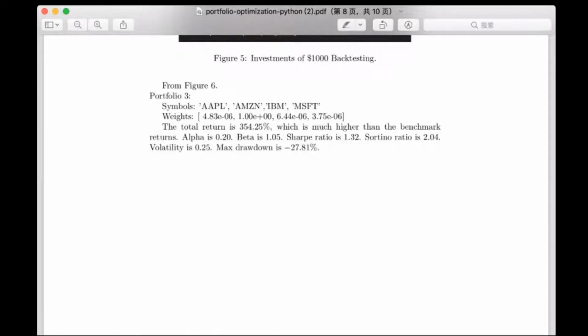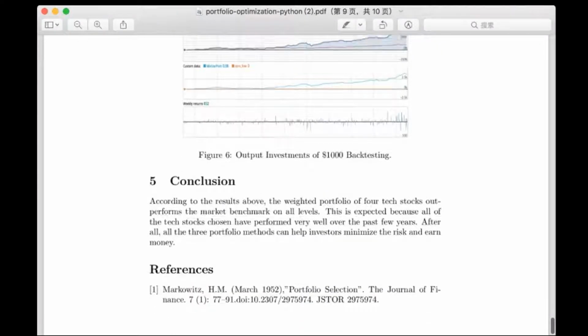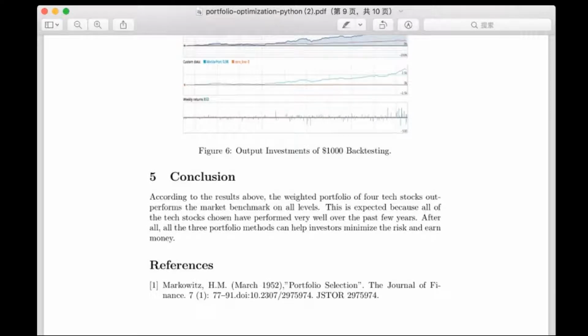Our conclusion, according to the results above, is that the weighted portfolios of 4 tech stocks outperform the market benchmark on all levels. This is expected because all the tech stocks chosen have performed really well over the past few years. And after all, the 3 portfolio methods can help investors minimize risk and earn money.